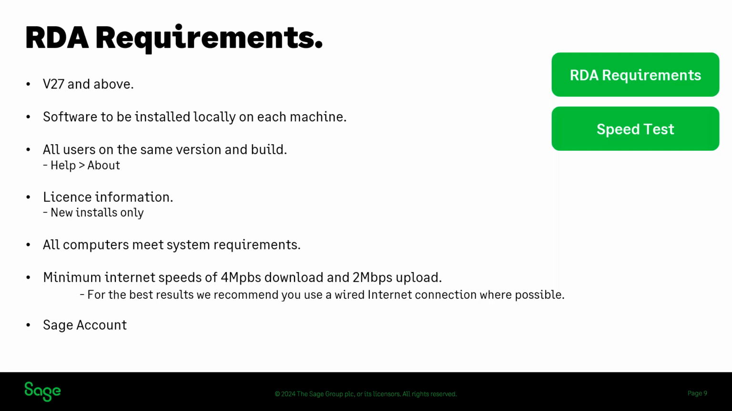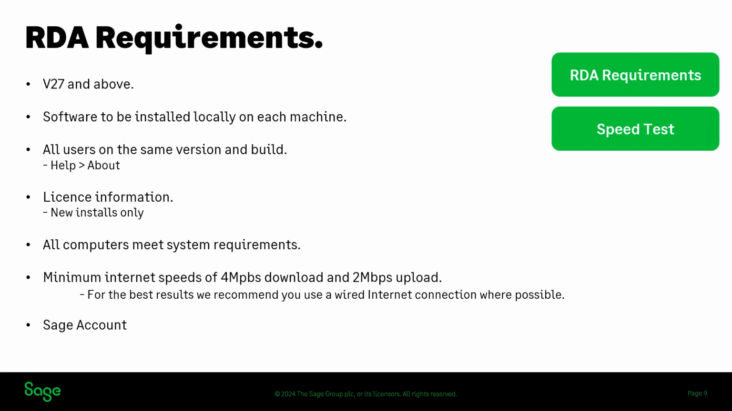All computers must meet the minimum of the system requirements. And also as well, you need minimum internet speeds of 4 Mbps download and 2 Mbps upload. But for the best results, we do recommend that you use a wired connection where possible. And lastly, as I've mentioned just before, you also need a Sage account. But you can create that, and I will show you in the demonstration how to do that as well.